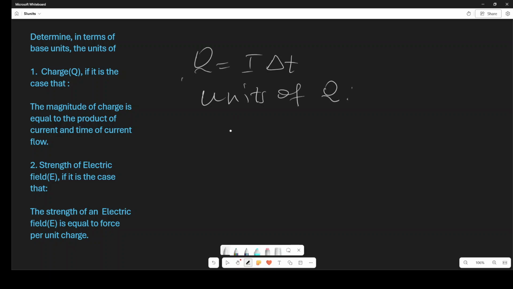what are the units of current? The units of current is amperes, which is denoted by A. What are the units of time? Units of time is second, which is S. So the units of this quantity, charge Q, is ampere second.